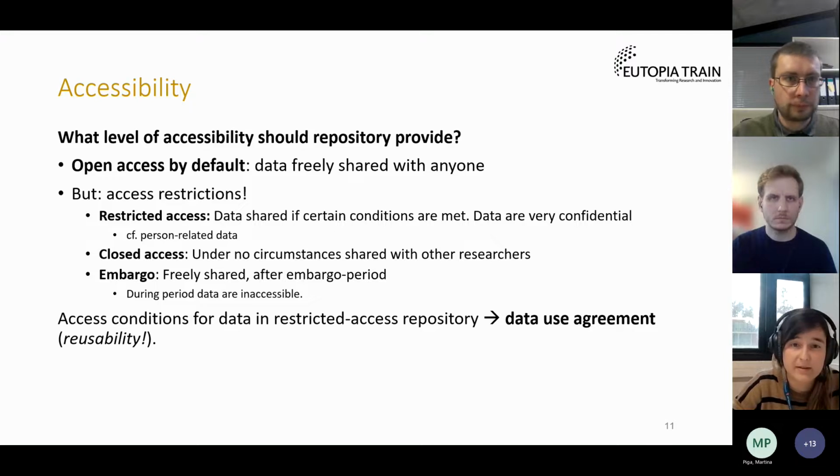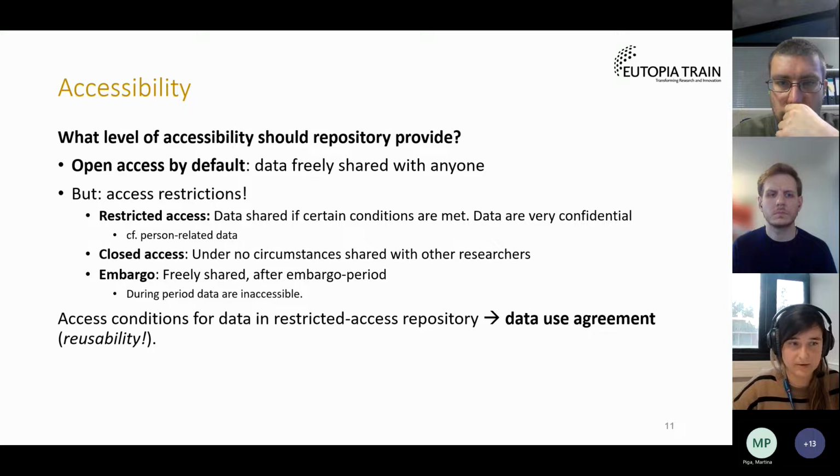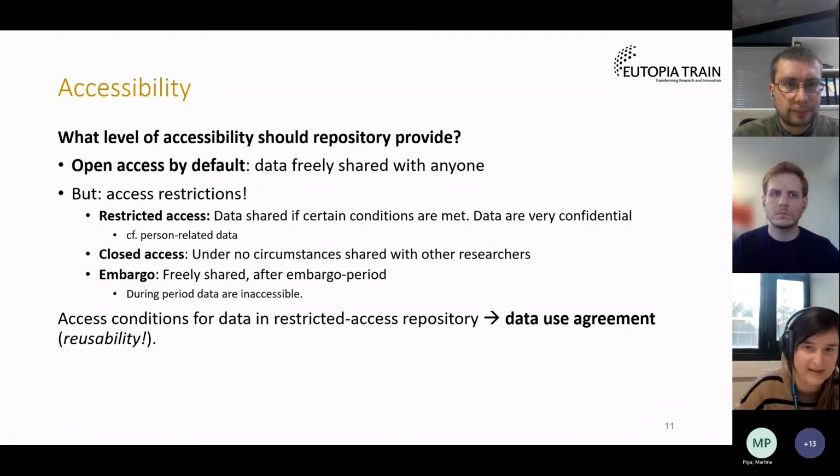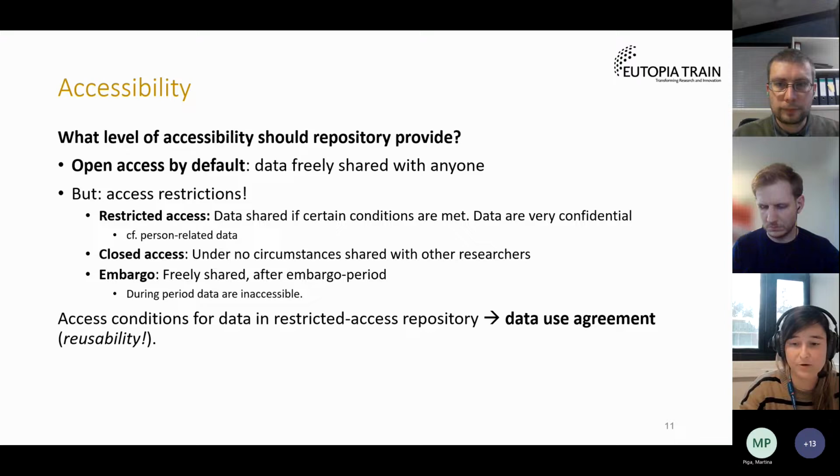Then you also have the closed access. This means that it cannot be shared under any circumstances. And then you have an embargo. This means that you can freely share your data after an embargo period, during which the data is inaccessible. So this is, for instance, when your data can be valorized. If these access conditions apply, then you have to put it in the data use agreement, of course. This is also important for the reusability.